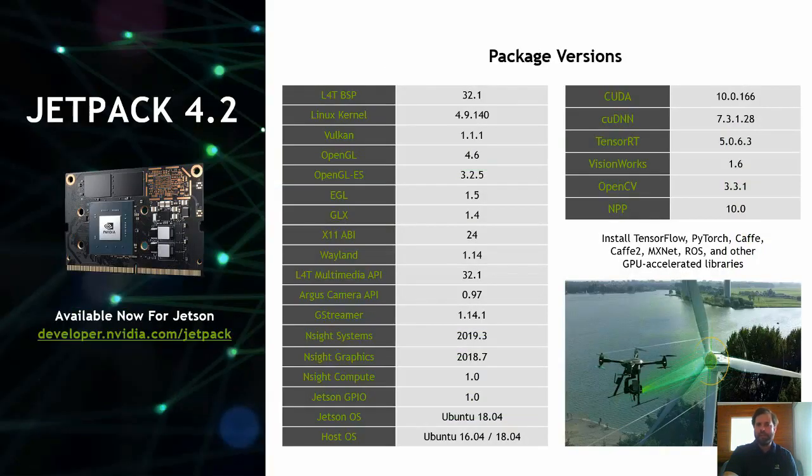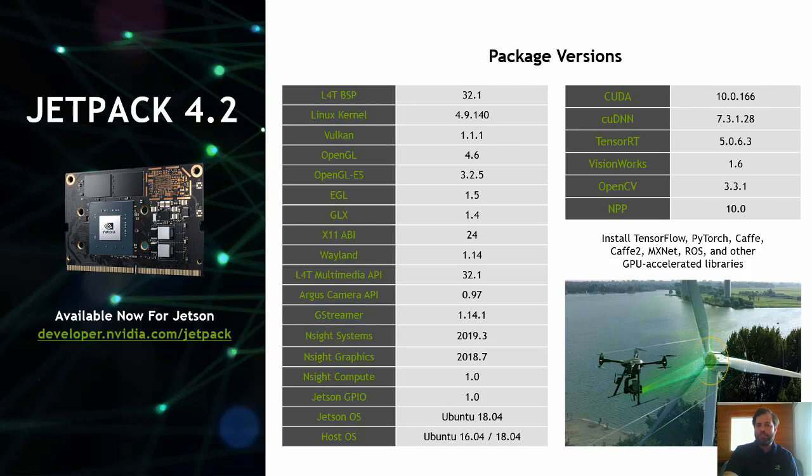The latest version of Jetpack available is Jetpack 4.2 with L4T R32.1, and it's a unified release available for Jetson Nano, Jetson TX2, and Jetson Xavier. The software versions are the same across the Jetsons, and it's based on Linux kernel 4.9 and Ubuntu 18.04 LTS. Jetpack includes full support for desktop graphics, including OpenGL 4.6, OpenGL ES, EGL, and Vulkan. Full CUDA 10 support, including cuDNN, cuBLAS, cuFFT, NVIDIA performance primitives, and TensorRT 5 are provided.